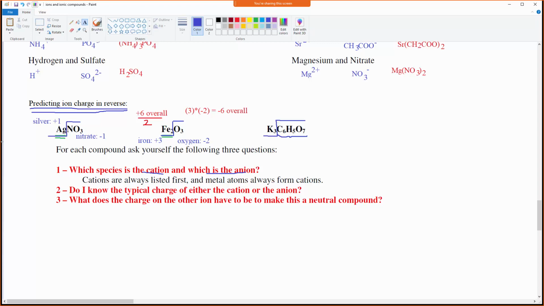Oh, sorry, Nicole wants to go back to the AgNO3 for a minute. The overall charge is 0 on the AgNO3. It must be because +1 minus 1 equals 0. Okay. All right. Sorry, Sarah. Do you know? Tell me, what do we know about this one? Typical charge of either one of these guys.